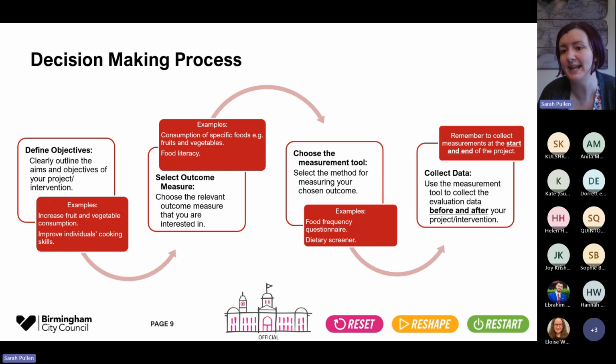Finally, you need to collect the data. So these measurement tools, it's really important to collect the data both before and after your project or intervention. This is so that you can measure the change over time. So make sure you measure not just at the end, but make sure you measure at the start too, so you've got a comparison.